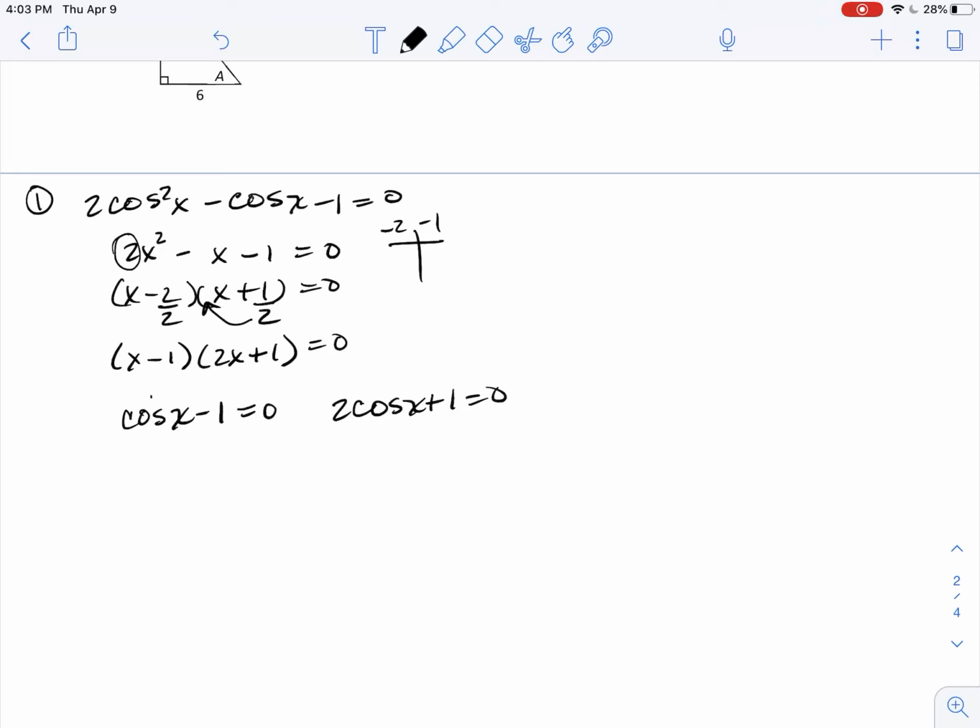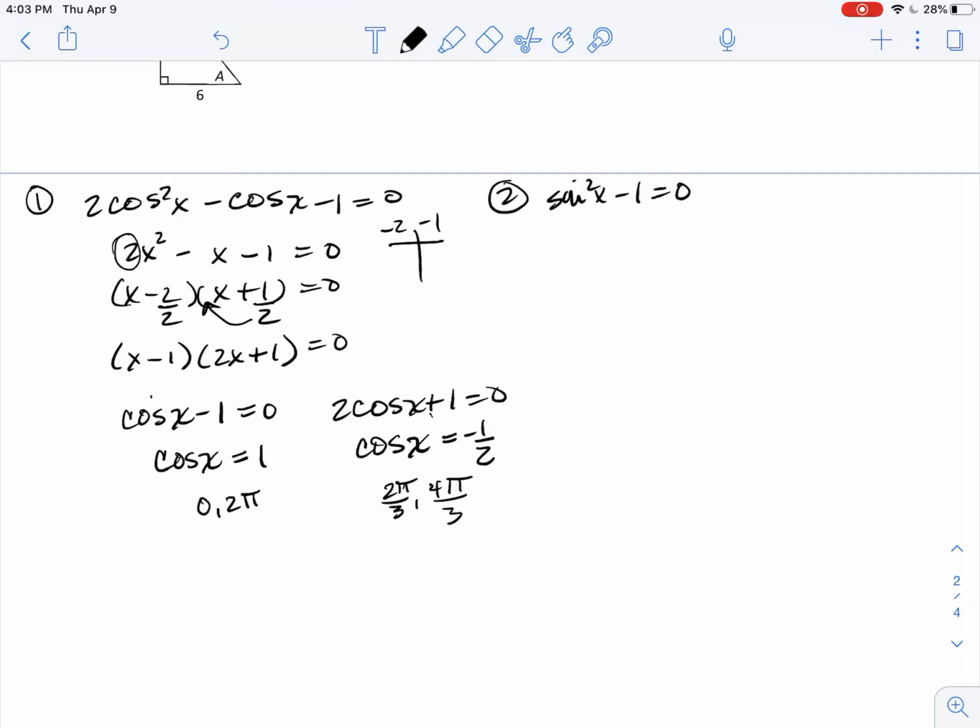So let's go ahead and put cosine back in. So cosine x minus 1 equals 0, or 2 cosine x plus 1 equals 0. Add 1 here. So what angle has a cosine value of 1? And on the second factor, we subtract 1, divide by 2. What angle has an x value of -1/2? And I believe those would be, let's see, the x value of 1 is just going to be 0, or 2 pi. And an x value of -1/2, how about 2 pi over 3 and 4 pi over 3?